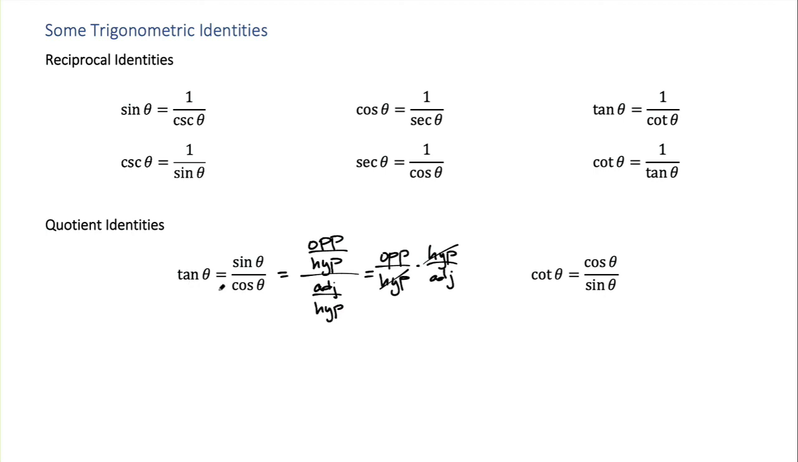It's a similar proof for the cotangent being the cosine over the sine. And these are going to be very useful to us later on because we're going to be able to memorize the sine and cosine of angles pretty quickly. There are some nice patterns. And if you know sine and cosine, then using these quotient identities and the reciprocal identities, you can then find the other four trigonometric functions if you just know sine and cosine.